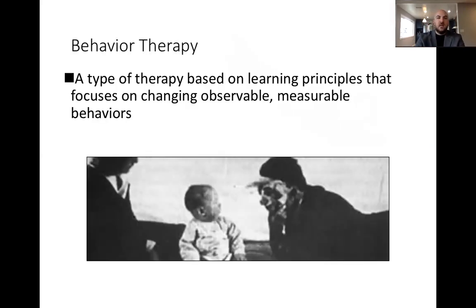Behavior therapy stems from learning theory, that operant conditioning that we talked about before of why are people behaving this way? Well, the reason why people are behaving this way, even if it's a maladaptive way of treating people poorly or treating themselves poorly, is because they've learned it over time. So behavior therapy, a type of therapy based on learning principles that focuses on changing observable, measurable behaviors.